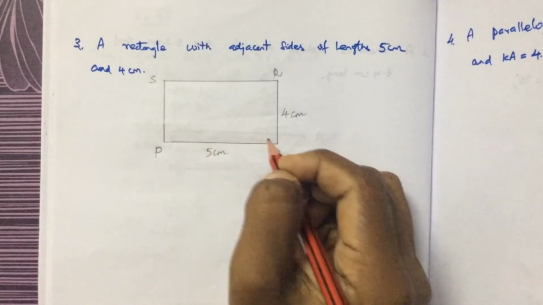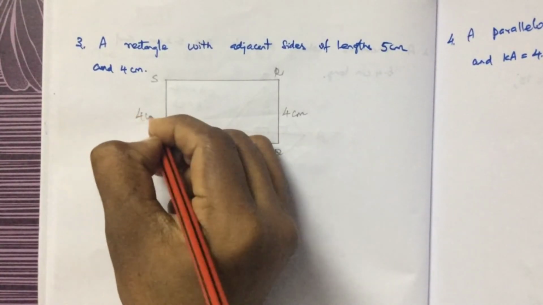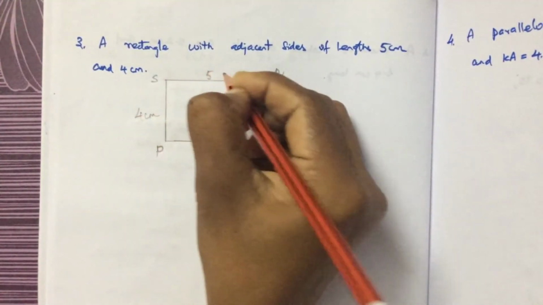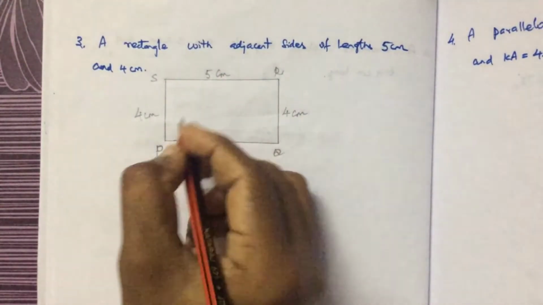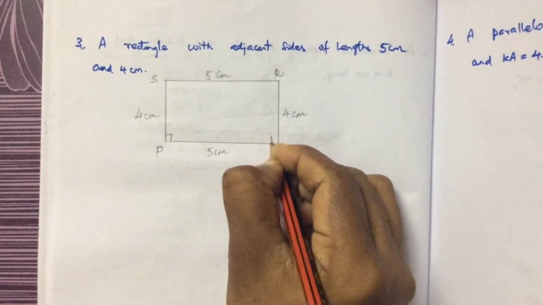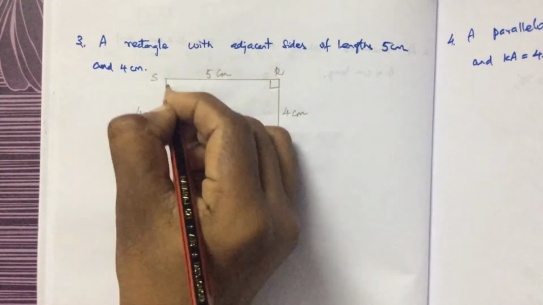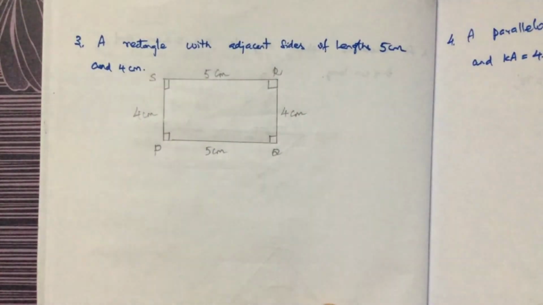Opposite sides are equal in a rectangle. So this is also 4 centimeter and this is also 5 centimeter. These two sides are equal and these two sides are equal. Another thing is, all the angles are 90 degrees. So now we are going to construct this.